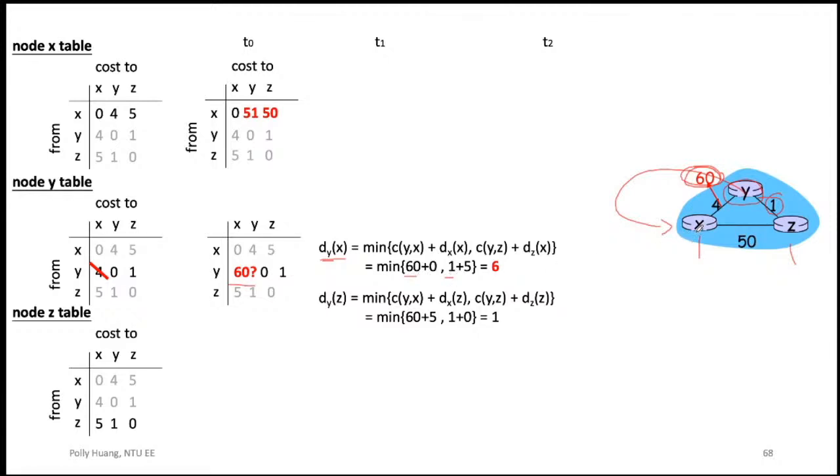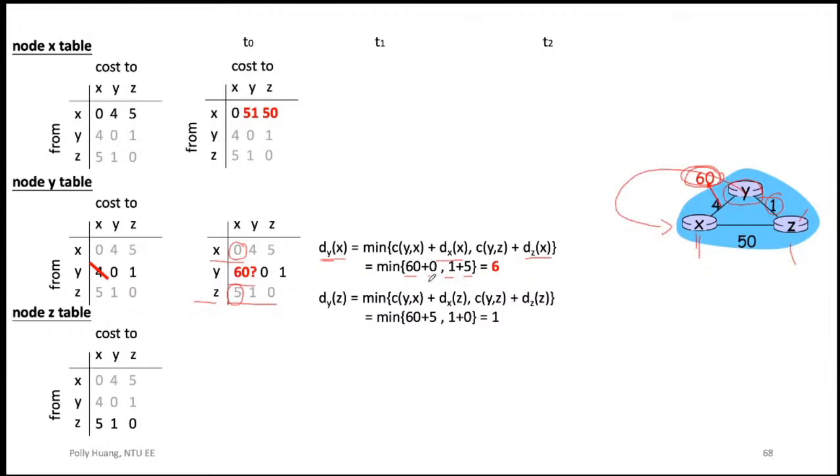Now going through neighbor x, what is the shortest distance to x? dxx, we'll have to look up the table, which is 0. Going through neighbor z here, what is the shortest distance from z to x? That will be looking up the dz vector and going to x. So it's this guy here, 5. So we put 5 here.